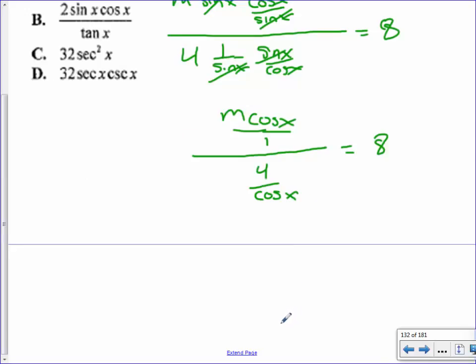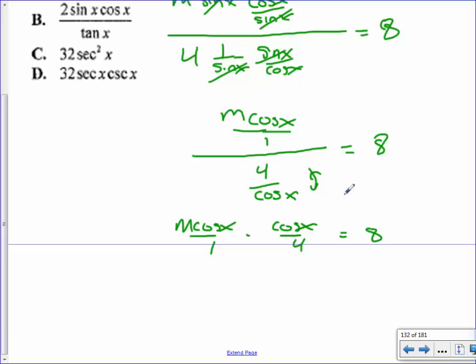We've had this issue before. It's actually been the last 2 questions in a row. You have multiple fractions being divided by each other. Take the bottom one, flip it. So let's write it as m cosine x over 1, and we'll multiply by cosine x over 4, make it equal to 8. So I'm just taking the second one here and I'm flipping it upside down.